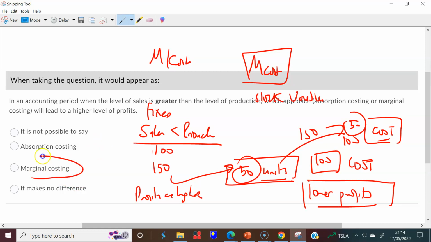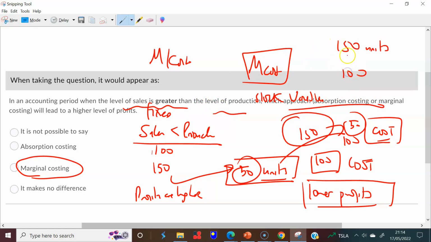So marginal costing will give you a higher profit when your level of sales is greater than your level of production, because your level of sales being greater than your level of production simply means that you're selling goods from the previous period that you didn't produce in that period, right? So in this period here, I'm selling 150 units. I've only produced 100, but the extra 50 have come from the previous period, and these 50 have absorbed costs from the previous period for absorption costing, but not for marginal costing, right?